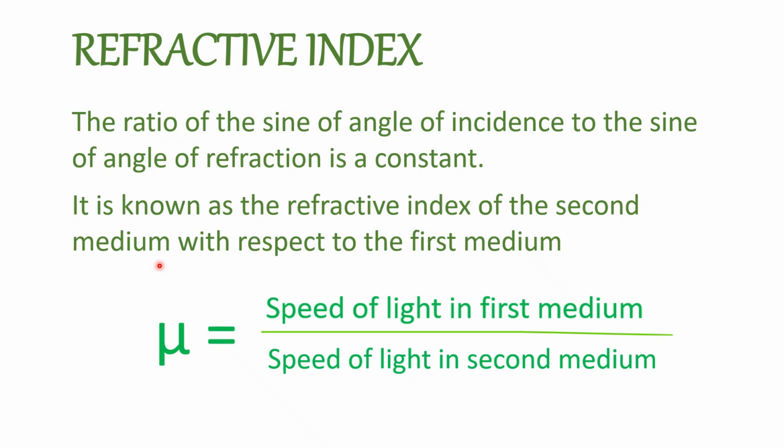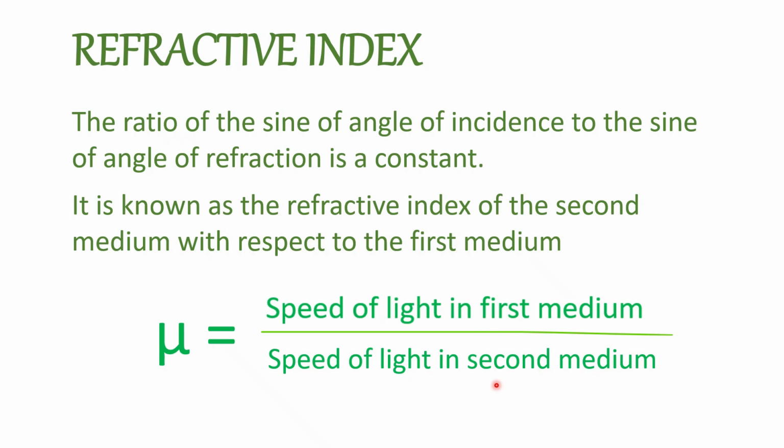Now here, please pay attention, this is how you calculate the refractive index of a medium. Now refractive index, we need to find, let's say, of the second medium, right? So mu, that is refractive index, is equal to the speed of light in the first medium. First medium, we always take it as air, but it depends on the question of course, but we take it as air, and speed of light in the second medium.